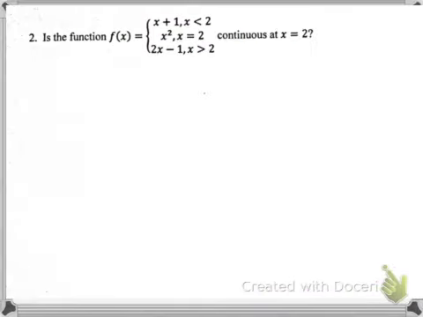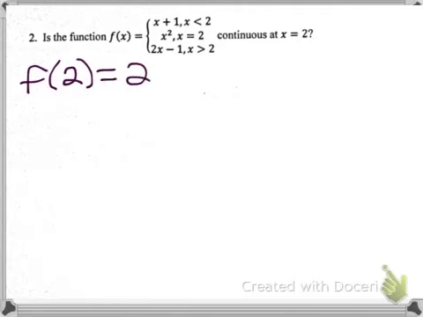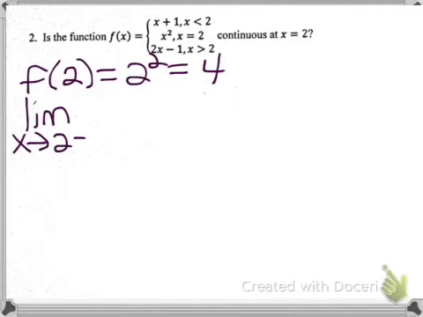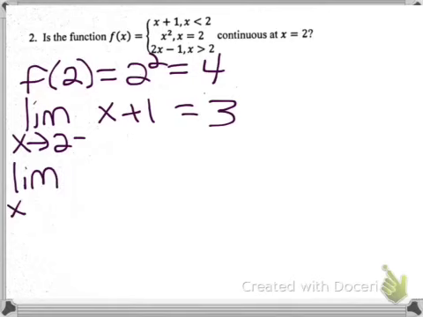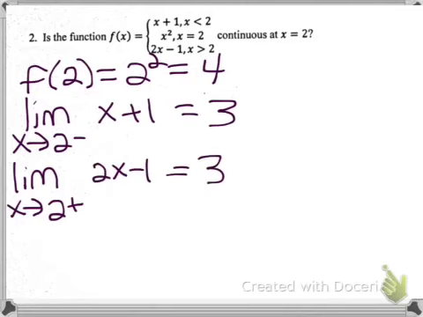Next one's really similar. Is the function continuous at 2? So you would do the exact same thing. You would first find f of 2. f of 2 is going to be 2 squared, which is 4. Next, the limit as x approaches 2 from the left. From the left, I'd be using x plus 1, plug 2 in, which I get 3. Actually, I should also find the limit as x approaches 2 from the right. From the right would be the 2x minus 1, and I also get 3.